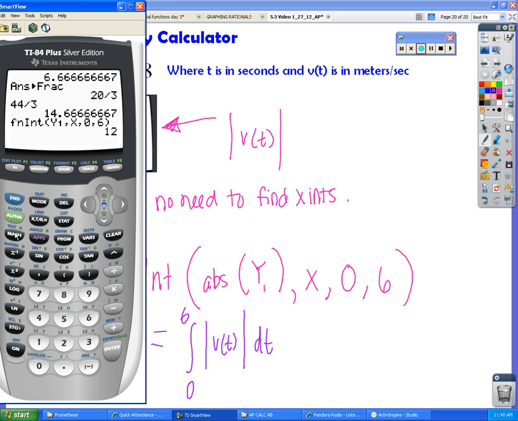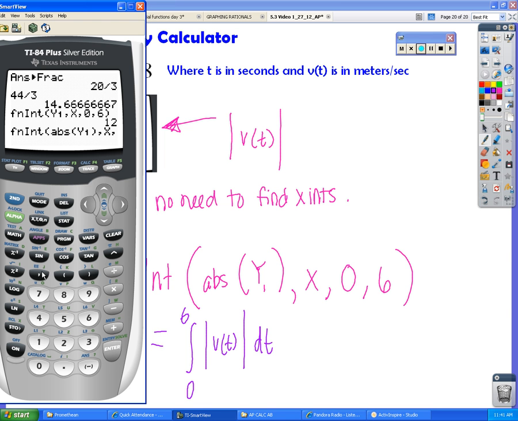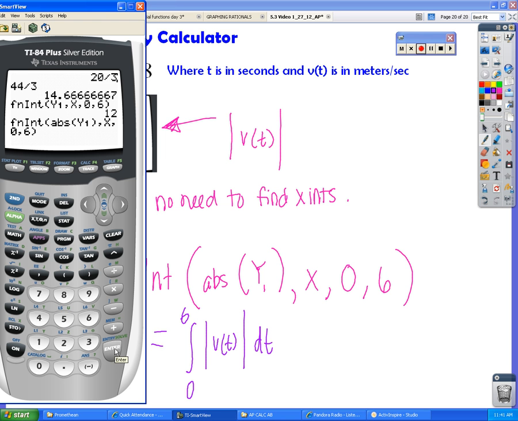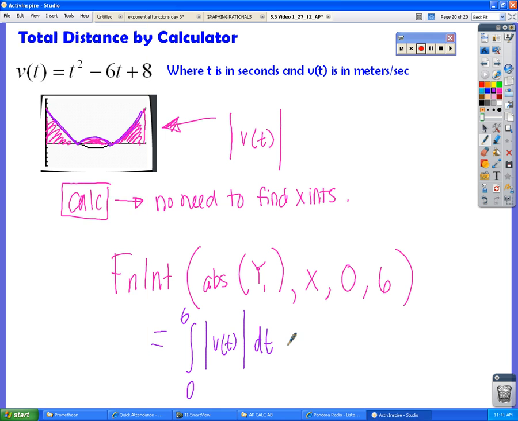I'm going to go to math, number 9. Absolute value is, I believe, hidden under math, number, and then I'm going to press vars, y1, comma, oh no, sorry, close my parentheses, then comma, x, comma, 0, comma, 6, parenthesis, and press enter. And you should get exactly what we had before, 14.66666666, which is equal to 44/3.